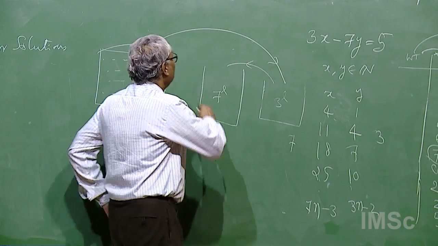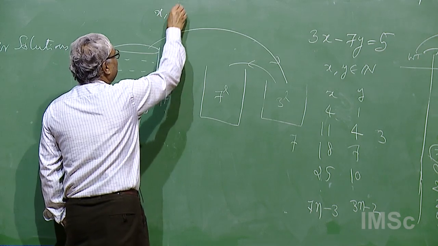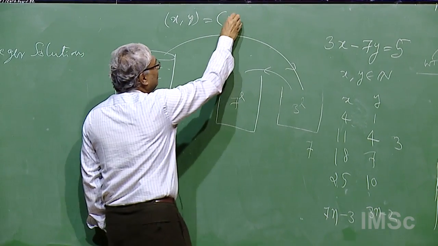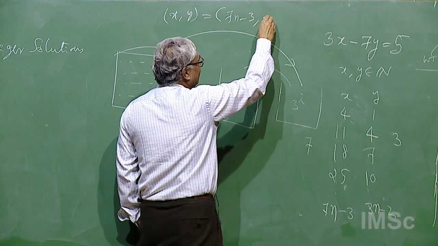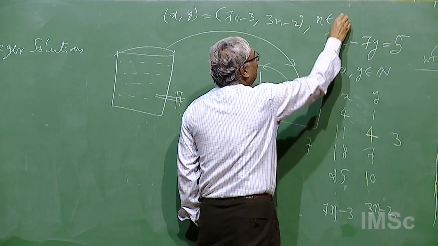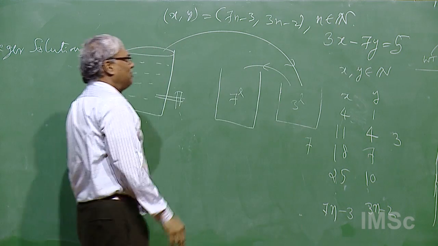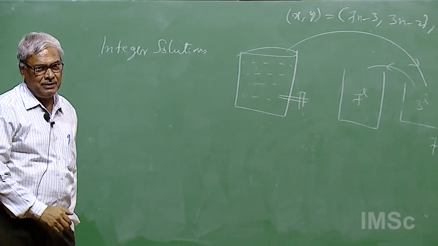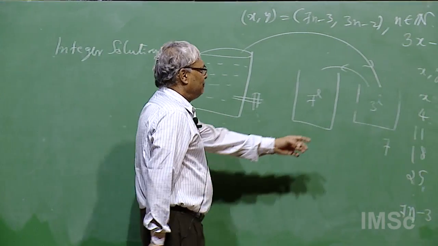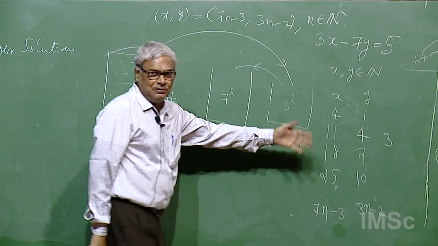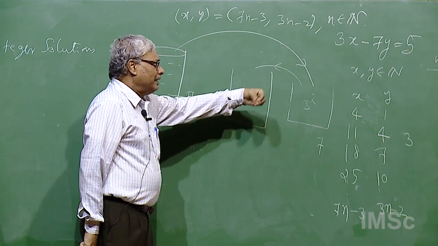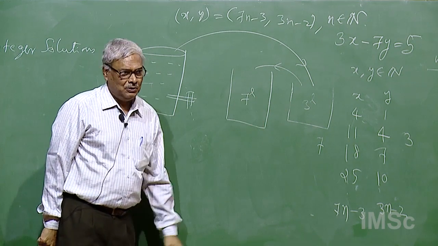Okay. So we have the general solution, x comma y equal to, I will write it as an ordered pair, 7n minus 3 and 3n minus 2, where of course we have to say what the parameter n is. n is a positive integer. So for n equal to 1, we get the first solution. For n equal to 2, we get the second solution, and so on. So we have found an infinite class of positive integer solutions.